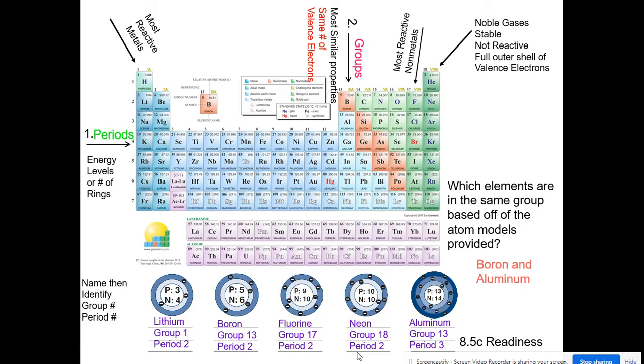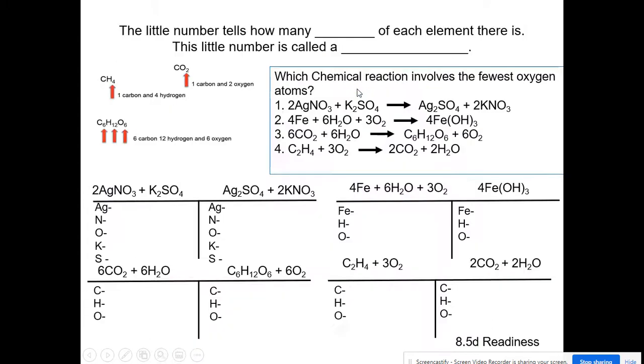Which elements are in the same group based off the atom models provided? Boron and aluminum, because they're in the same group. Group 13. Groups go up and down. Any element in the same group has similar properties and the same number of valence electrons.